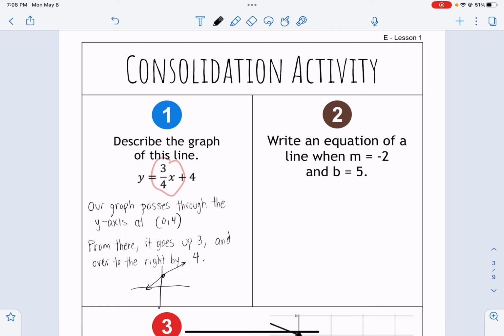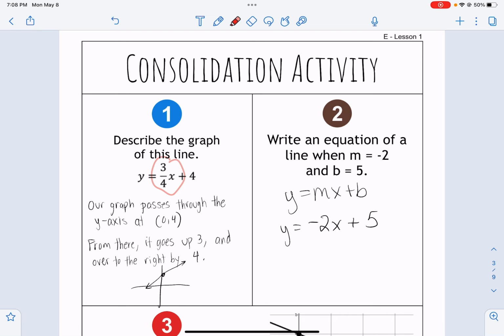Write an equation of a line when m equals -2 and b equals 5. Well, if we have our y = mx + b, we are given the values of m and b. So m is -2, b is 5. We're just going to sub them in just like that. Maybe I'll do some highlighting here. -2, and then we have our 5. We're just going to input them right into our linear equation template.